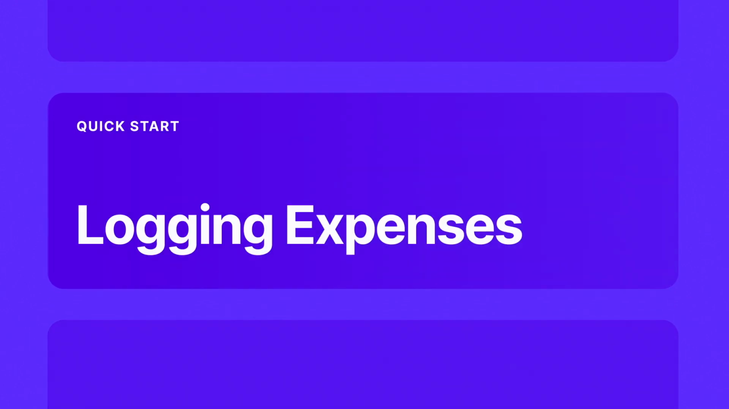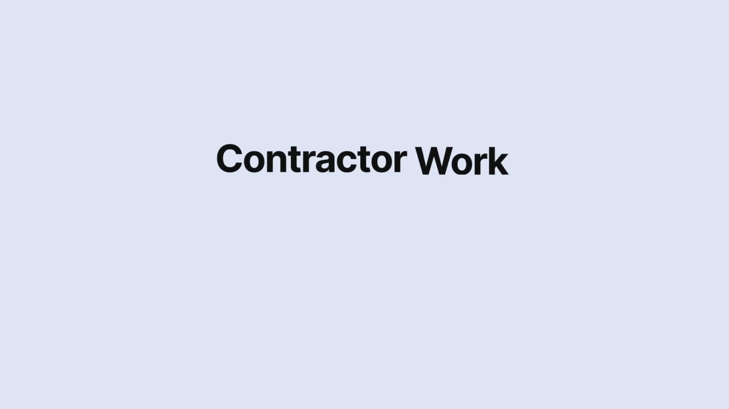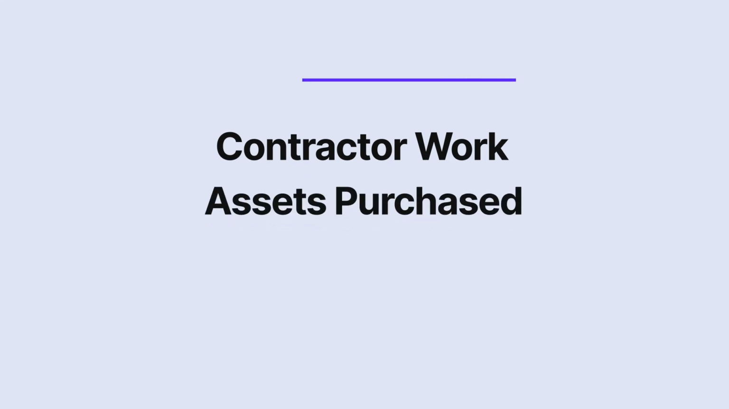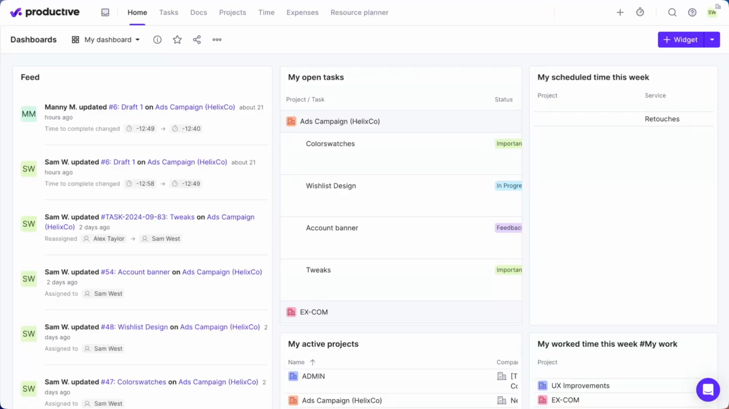Adding expenses in Productive is a simple way to keep track of all third-party costs, such as contractor work, assets purchased, or travel expenses. In this video, we'll guide you through how to submit an expense, from accessing the expense screen to finalizing your submission.